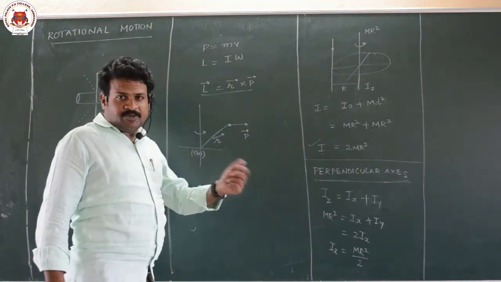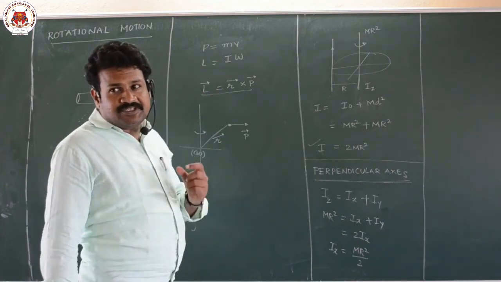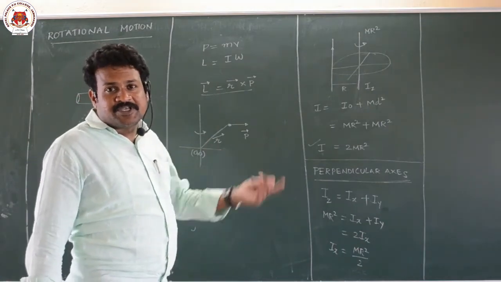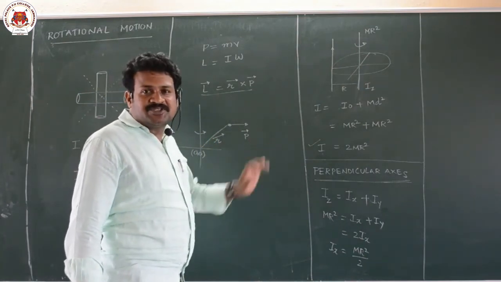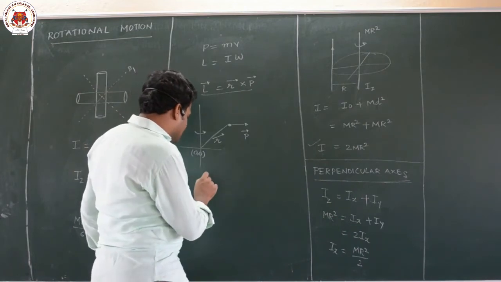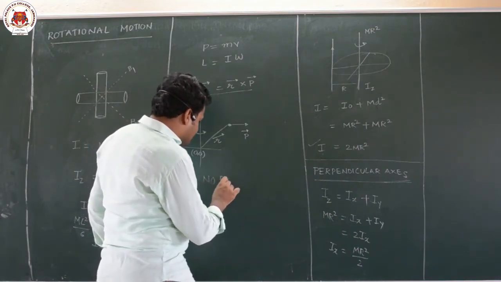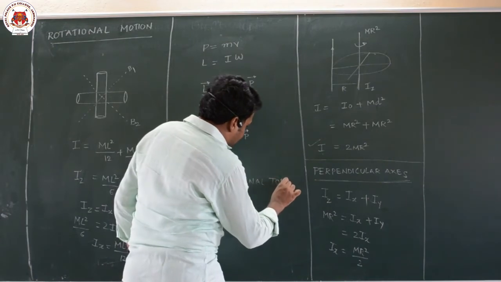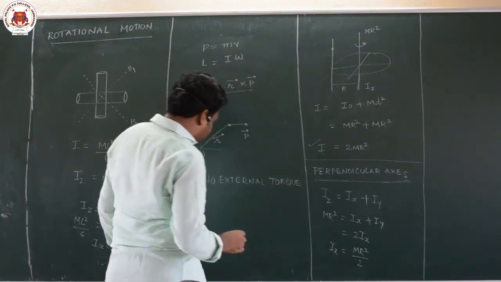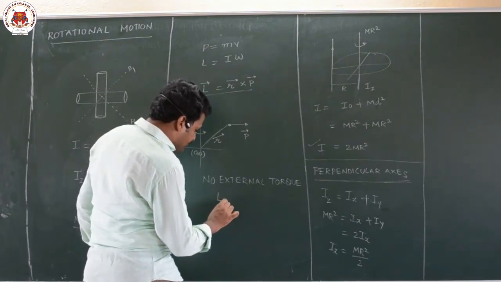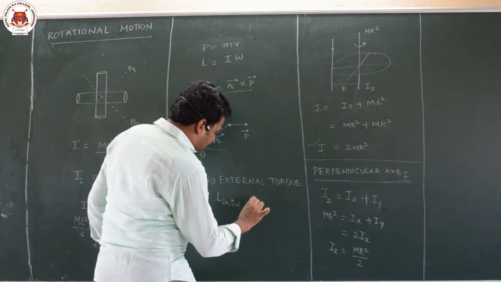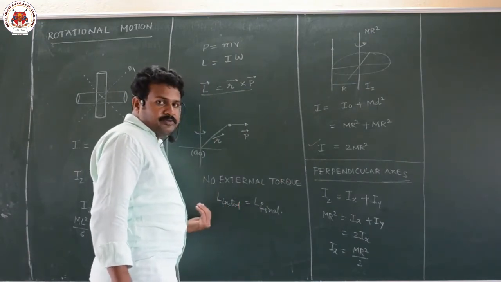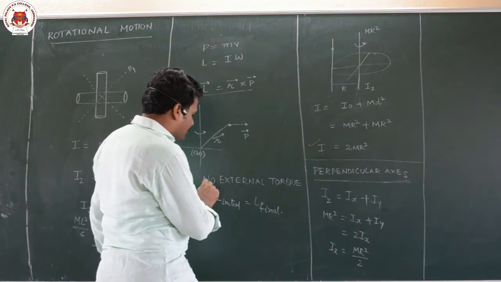And conservation of linear momentum, how will you define it? Conservation of linear momentum is, under the absence of external force, total momentum of the system is conserved. Here also, under the absence of external torque, total angular momentum is conserved. That is, L initial is equal to L final. Initial momentum is equal to final momentum without external torque.